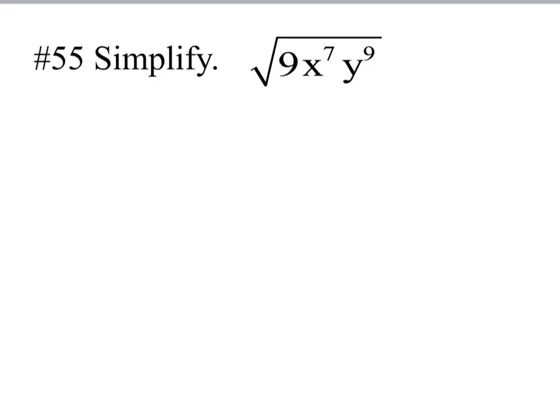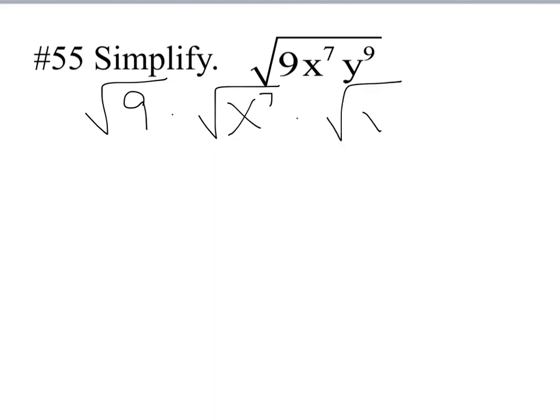Okay, we've got the square root of 9x to the 7th, y to the 9th. Let's go ahead and break it up. Square root of 9 times the square root of x to the 7th times the square root of y to the 9th. Sorry about that, anyway, it's a 9. All right, we know that the square root of 9 is 3.